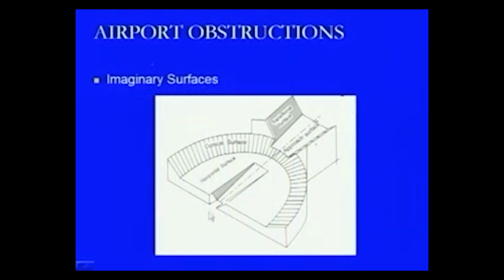This is another diagram which tries to show you the same thing. Here the runway strip is being provided. At this location, if we go in this direction, the runway strip is provided. So, that is the level of the runway strip.